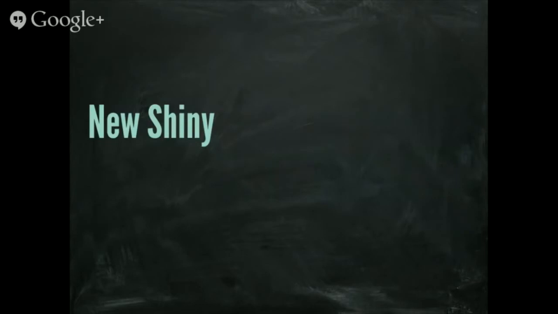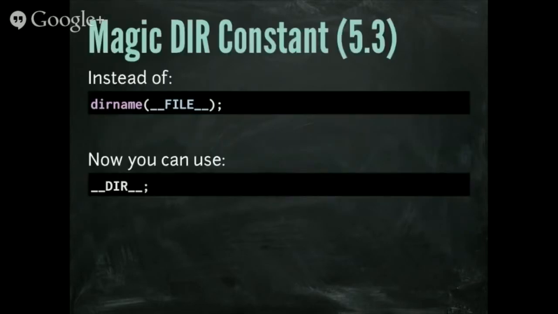The first one is super simple. We have a __dir__ constant. So instead of having to use the file constant and get the directory name of that, you can just do dir to mean this directory. That came in 5.3. I recently had a reason to try and fix somebody's 5.2 system, and I could not get anything to work. And it was because this, which I use all the time and take for granted, actually wasn't introduced until 5.3. How frustrating.